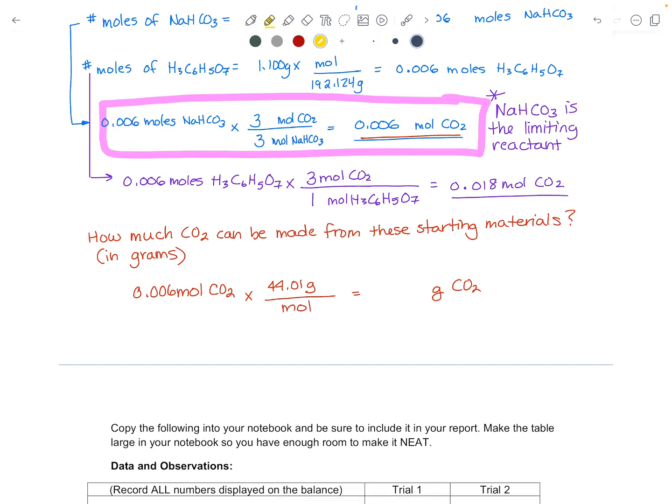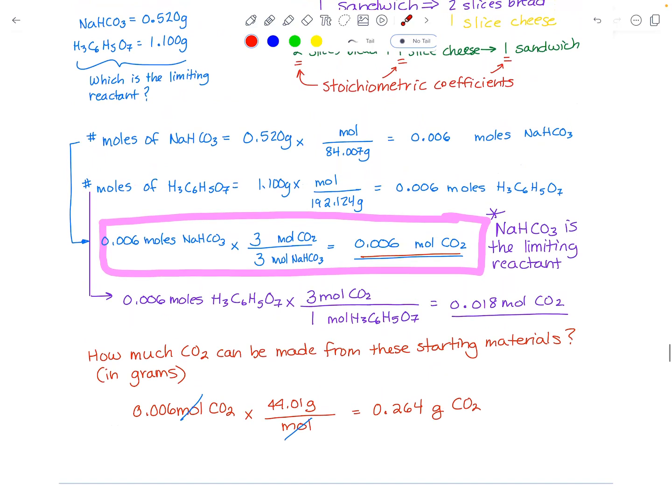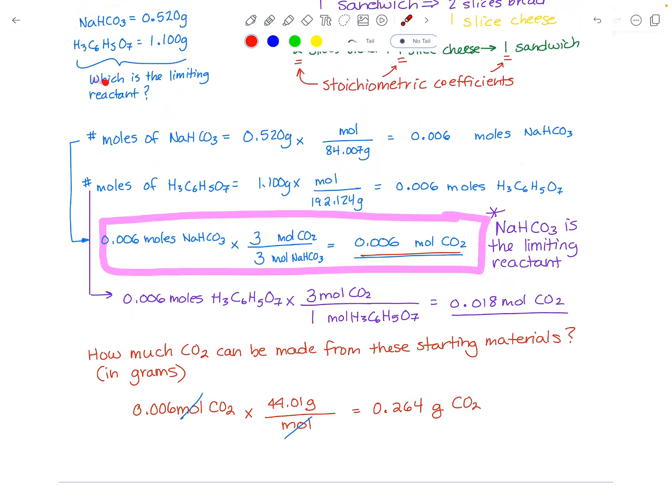And so our moles will cancel, and we will wind up with 0.006 times 44.01, and that winds up being 0.264 grams of CO2. So if I were doing this experiment, and this is the material that I started with, when I weighed my beaker at the end, it would have lost 0.264 grams of mass.